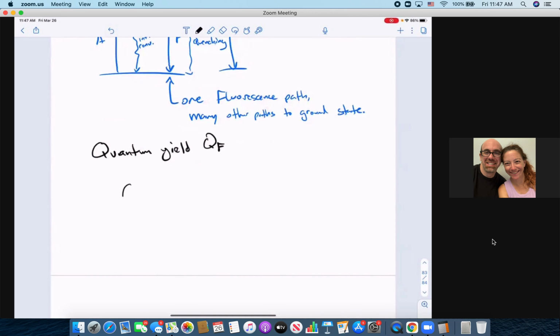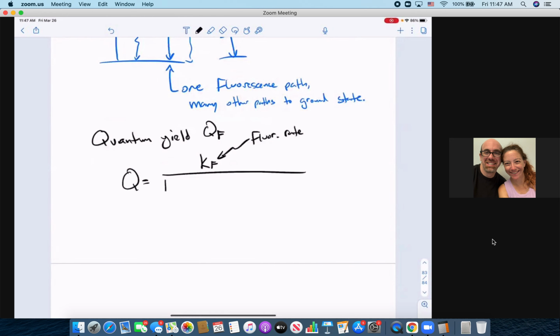Quantum yield for fluorescence is equal to the rate of fluorescence, and these are measurable and or known quantities, right? I'm telling you right now they are. It's divided by all the rates to the ground state. You can have fluorescence, you can have internal conversion, you can have external conversion.